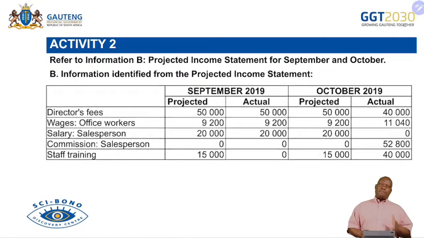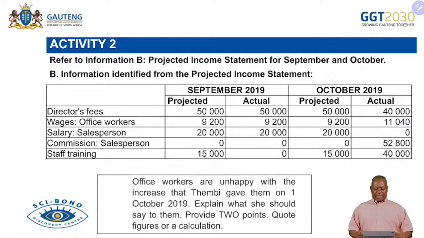In September, we had budgeted to train them for 15,000, but we never did any training. In October, we had budgeted another 15,000, but what happened? We ended up spending 40,000 on staff training. This information is very important if we are ever going to be able to answer the questions given. Now, let's go to the questions and see what they are saying here.